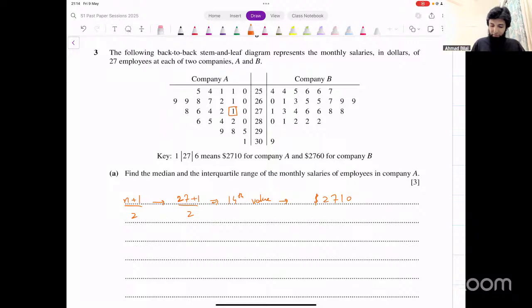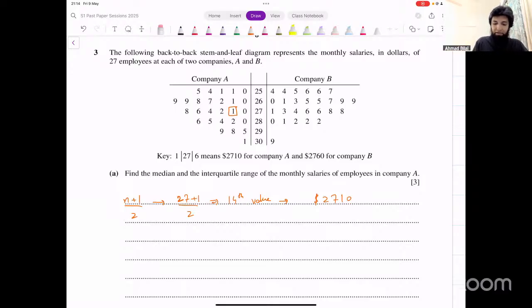Then they want us to find the interquartile range. For interquartile range, please remember the formulas do not work. You cannot use any formulas n over 3, n over 4, 3n over 4, or even n plus 1 over 4, or 3n plus 1 over 4. Those formulas are not reliable. They sometimes work, at other times they would not work. Okay, so you cannot rely on them. You have to use this method.